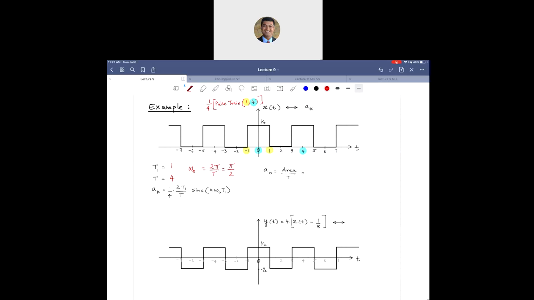What is A sub 0? A sub 0 is area. So all this, guys, the area under this divided by the time period. What is the area under that? 2 times 1 over 4, right? And divided by T. What is T? 4. So let's do 1 over 8.